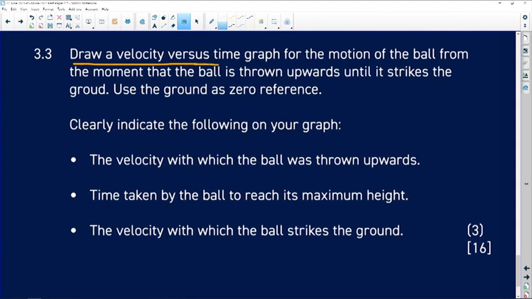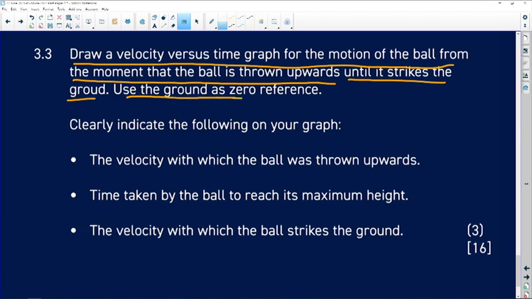It says draw a velocity versus time graph for the motion of the ball from the moment the ball is thrown upwards until it strikes the ground. They are saying that we must use the ground as zero reference. So clearly indicate the following in a graph. The first thing we must indicate is the velocity with which the ball was thrown, and then the time taken for the ball to reach the maximum height, and the velocity in which the ball strikes the ground.